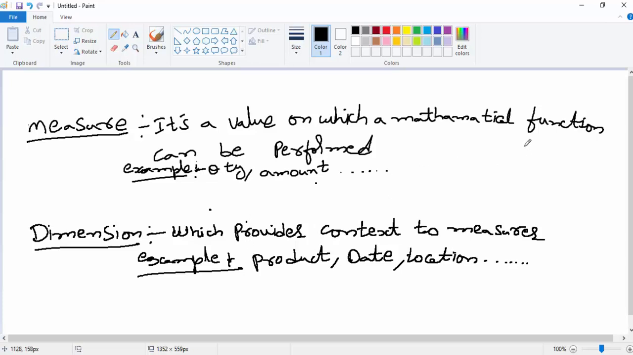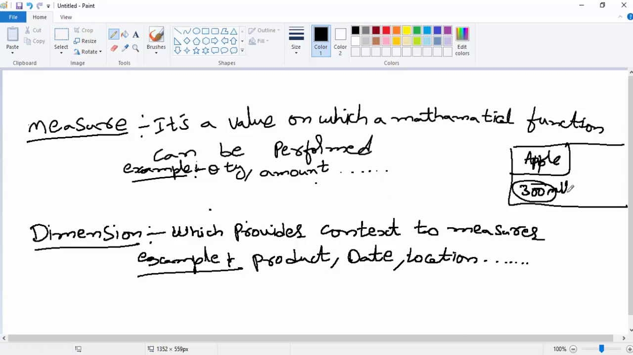Let's take Apple. Apple has announced quarterly results. It says the sales are 300. What is meant by sales 300? 300 millions. It doesn't make any sense. But if they add that for quarter 1 2016 they made sales of 300 millions, then you are adding context to the measure. This is nothing but the dimensions.